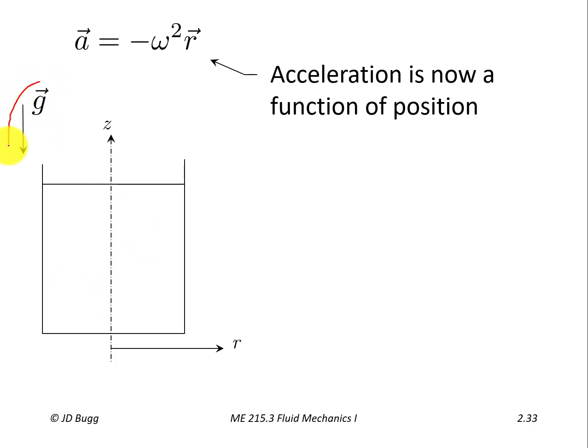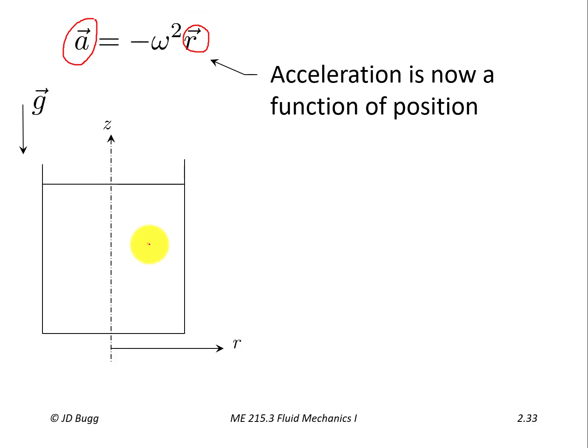We still have gravity at play here, and g is still projected straight down, so it's in the negative Z direction. But now, if this whole fluid is rotating, then the points of this fluid, because they're rotating, they're accelerating towards the axis of rotation. That's a centripetal acceleration. And what is that acceleration? What is the expression for a that we need to substitute into our basic hydrostatic equation? Well, it's minus omega squared R. And the minus is there because the acceleration is in the opposite direction to R.